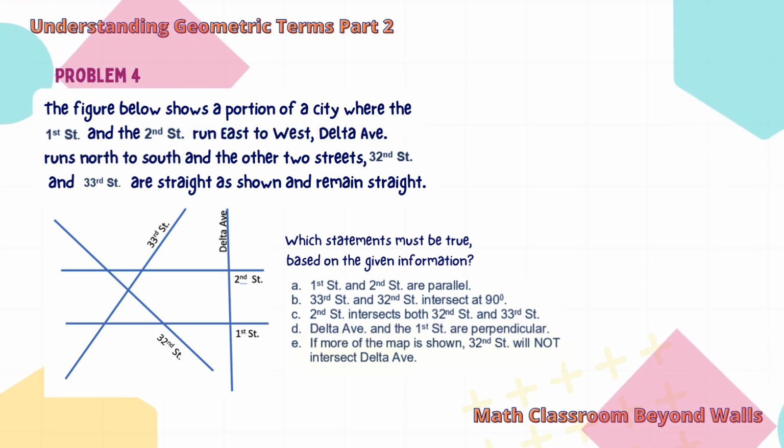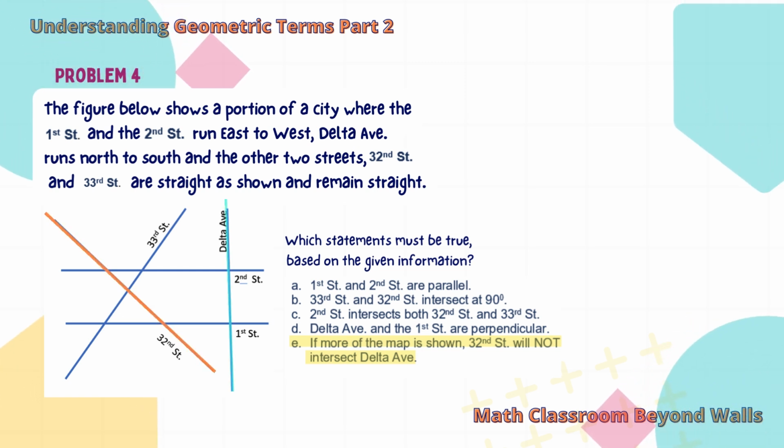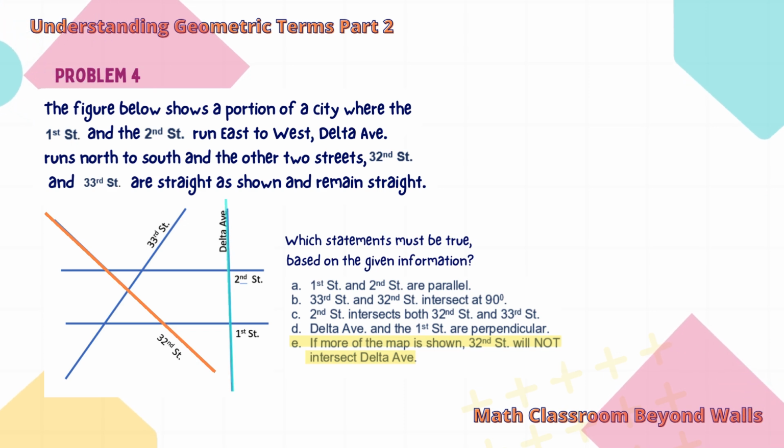Let us analyze option E. If more of the map is shown, 32nd Street will not intersect Delta Avenue. Let us find out by extending 32nd Street and see what will happen. Oh, 32nd Street intersects Delta Avenue. So the statement is false.